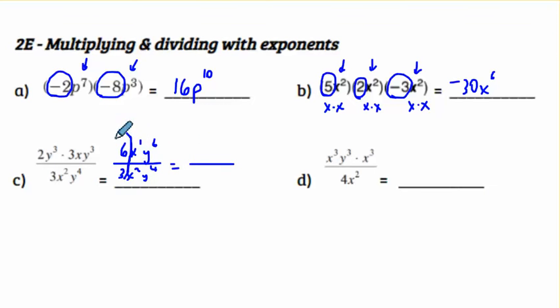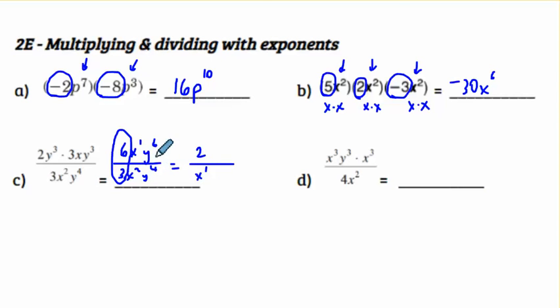The coefficients here are 6 divided by 3, which is 2. Now we have x to the 1st on the top and an x to the 2nd on the bottom. We subtract those exponents, so we get x to the 1st power, and it winds up wherever the bigger exponent is, and in this case it's on the bottom, so that's going to be x to the 1st power on the bottom. And then finally we have y to the 6th divided by y to the 4th.